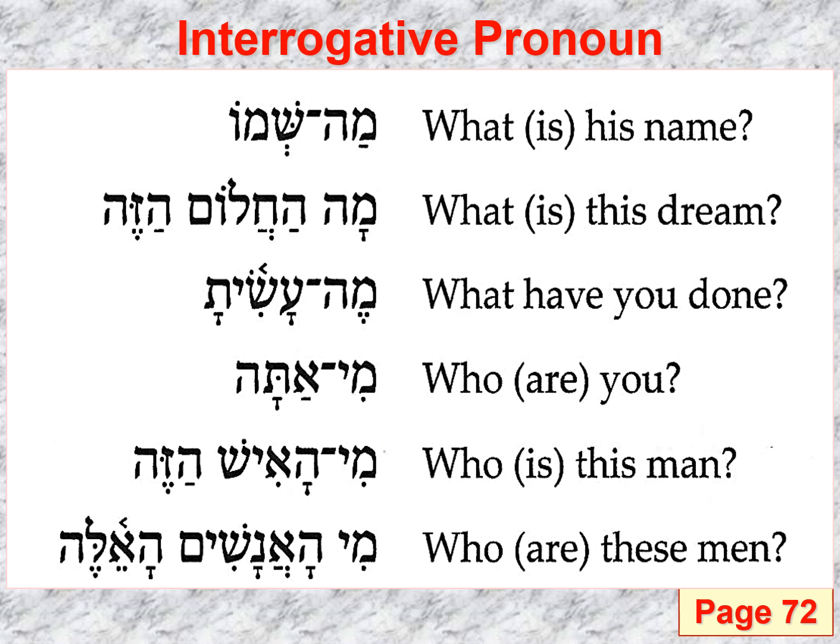Mi ha'anashim ha'el, right? Who, we have to supply the question mark as well as the verb of being. Who, the men, these ones. Who are these men?